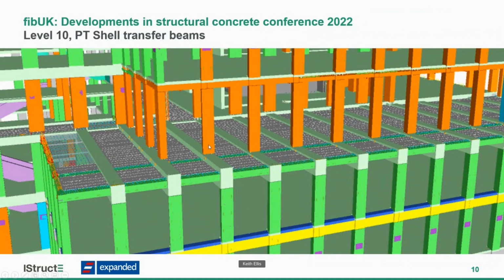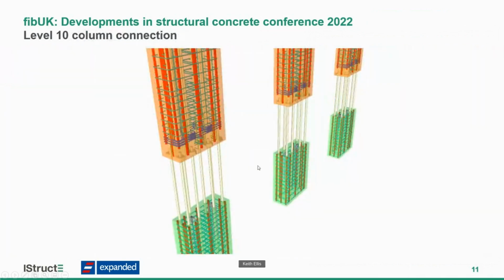I'm just conscious of time, but I just want to go through the level 10 transfer beams Rob was talking about earlier, and a little coordination exercise. There were many coordination exercises, but we'll look at these columns at the back here. These are the columns where we'd introduced the Pico shoes, the anchors, so that the anchors are cast into the columns below. They come through and the columns above drop on top and bolt on.